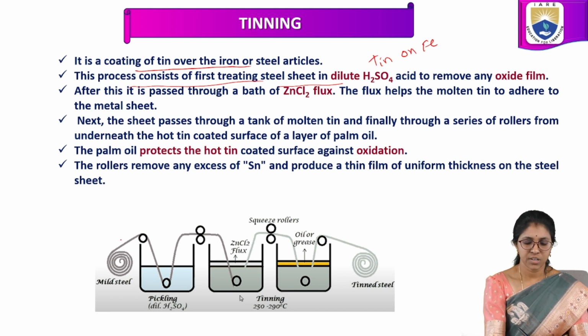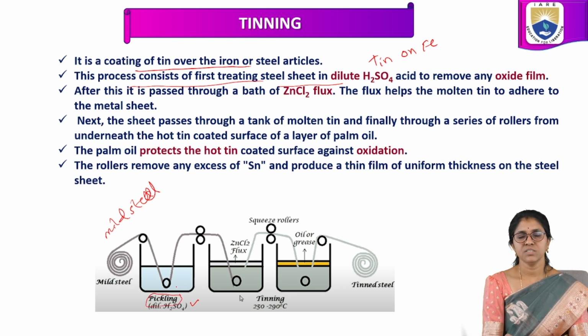In this, we take a mild steel or iron sheet, which is first treated with dilute H2SO4. This process is called the pickling process. It is used to remove scales and rust, that is the oxide film, on the iron sheet.